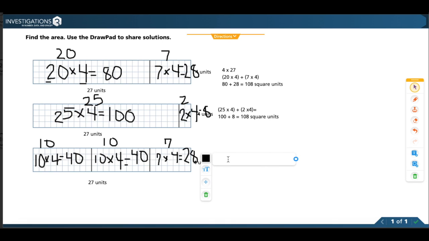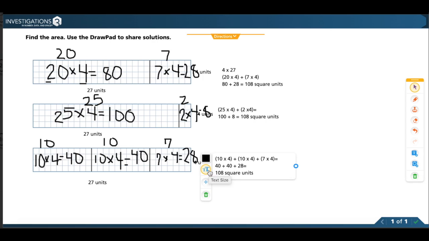So here all I did that was different is, instead of breaking it up into 2 different equations, I broke it up into 3 different equations. So I would just have to do 10 times 4 plus 10 times 4, and now I have plus 7 times 4, which would be 40 plus 40 plus 28, or 4 tens plus 4 tens plus 2 tens would be 10 tens, 8 ones, so 108 square units.